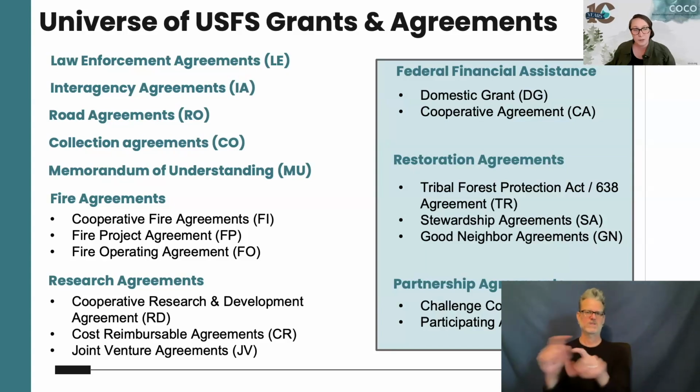The three categories of grants and agreements tools that we'll be focusing on today are highlighted to the right, and they are federal financial assistance, restoration agreements, and partnership agreements. These are our focus because they're the most utilized for restoration, wildfire resilience, and climate adaptation activities, and we've heard are most relevant to our community navigators, the Fire Adapted Communities Network and COCO networks, and are a place where we as community navigators can provide direct support and connections.